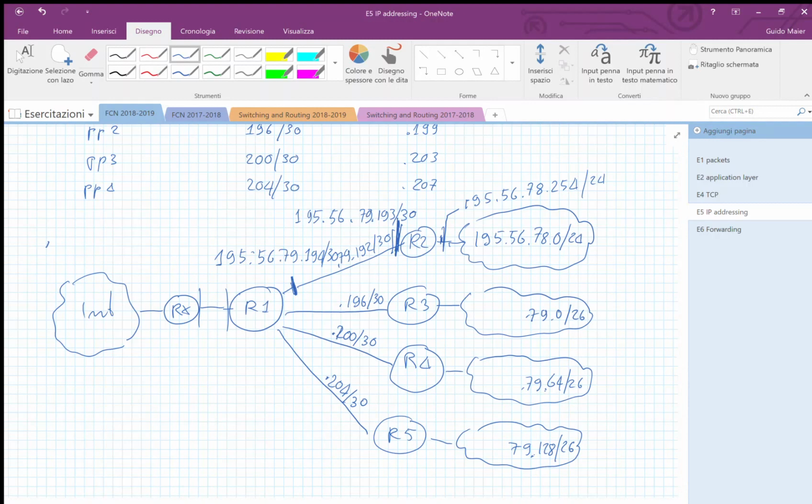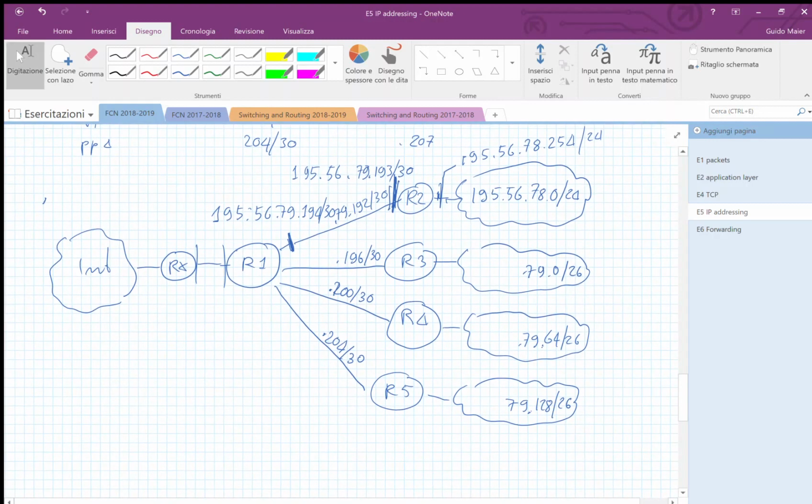And then you can continue to assign all the other addresses. I don't write everything here because it takes time, but if you have understood the first one, then you know everything. So now we can write instead the routing tables of each router. Okay, let's take for instance router number 2.